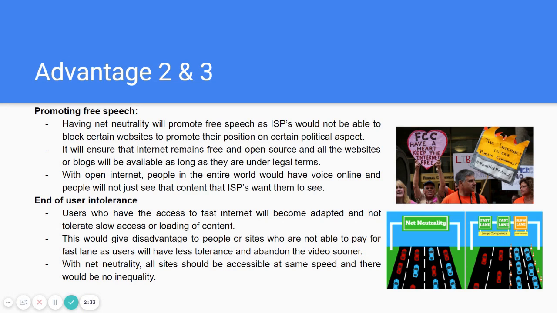Our next advantage is going to be end of user intolerance. Users who have access to fast internet will become adapted and not tolerate slow access or loading of content. This would put people, businesses, or sites who are not able to pay internet service providers for faster services or faster lanes at a disadvantage. Users with less tolerance would abandon the video sooner or just leave the website without waiting for its content to load. With net neutrality, all sites should be accessible at the same speed, and there would be no inequality, which would balance the user intolerance.